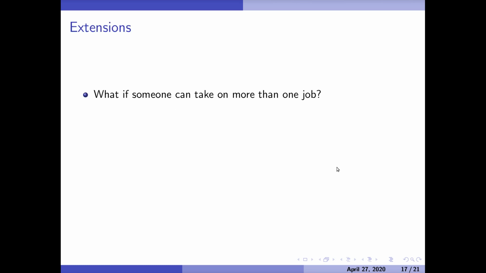Okay, so some more extensions. What if someone can take on more than one job? An example of that would be if I have 3 people and 5 jobs. How would I set this up? The algorithm needs to be square, so I need to have the same number of people as jobs.